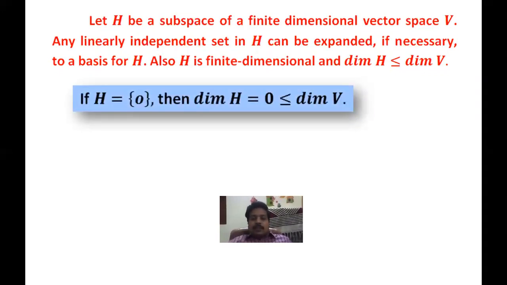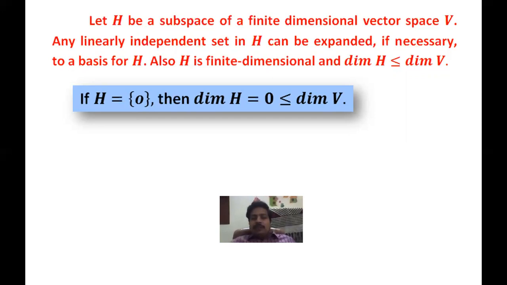If H is equal to the null space, that is the set of the zero vector only, then by the definition of dimension, dimension of H is 0. For null space, dimension of null space is 0. So here H is our null space, then dimension of H is equal to 0. And we know that dimension of a vector space V is a number, a natural number, the number of vectors in the basis of vector space V, so it is always greater than or equal to 0.